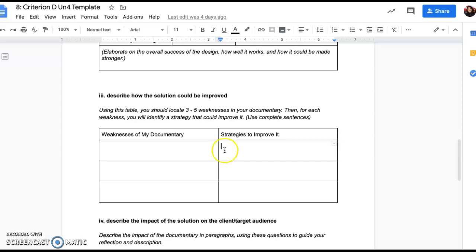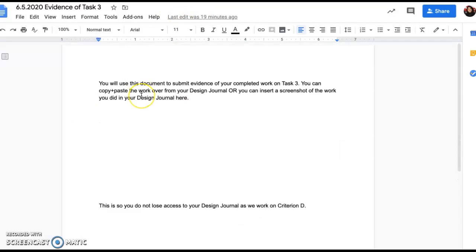So you're going to identify between 3 and 5 weaknesses in your documentary. You should consider things like the aesthetics, the persuasive power, and the descriptive power of the documentary when trying to identify weaknesses. But the weaknesses can be truly anything that you choose and anything that you identify within your own work. And then you'll come up with a few different strategies, or one strategy to improve each weakness. You will then, like I said before, once you finish this, take evidence that you've completed it, insert it into this document here, and then submit that as your assignment for the day.